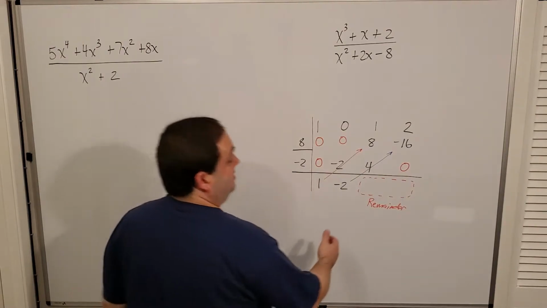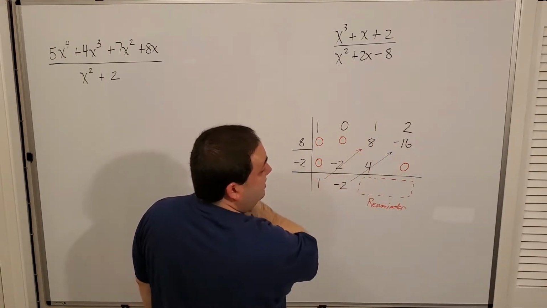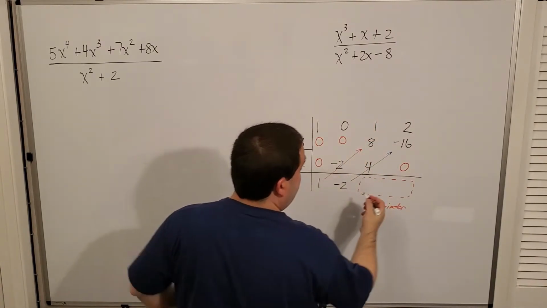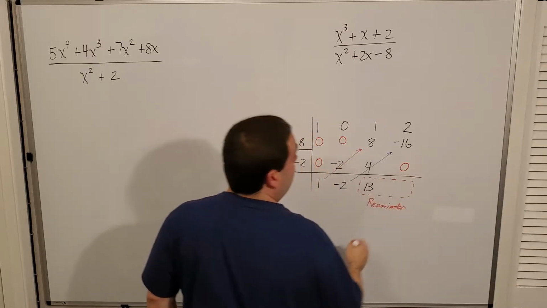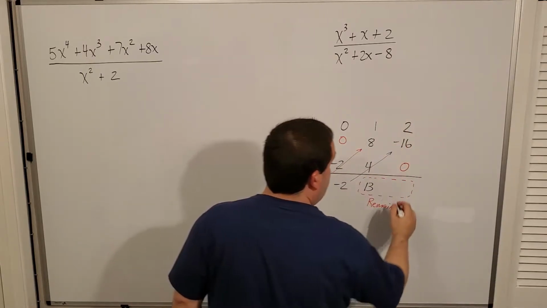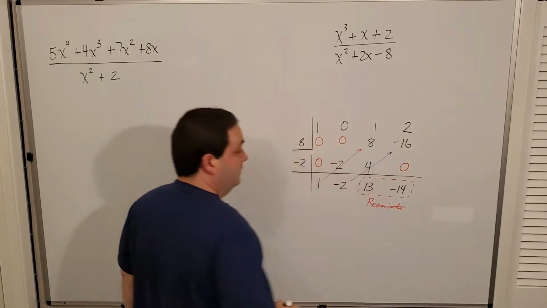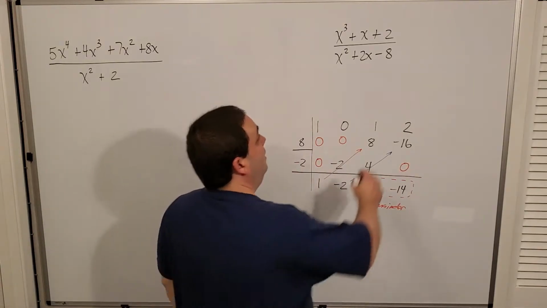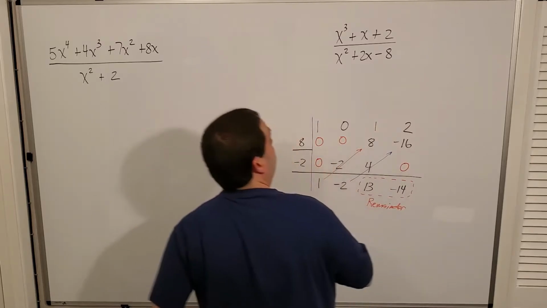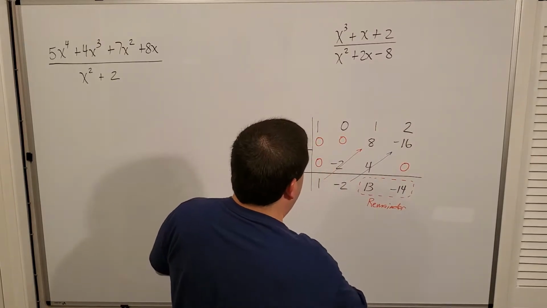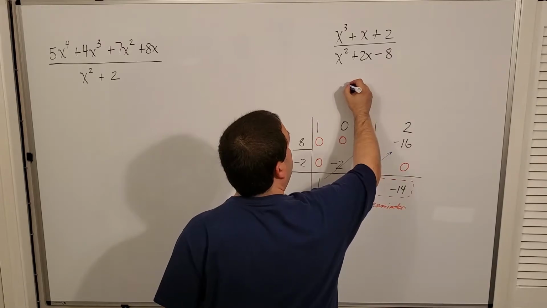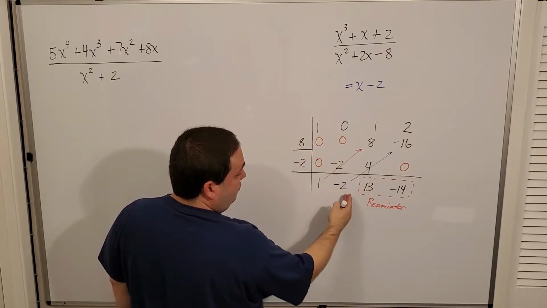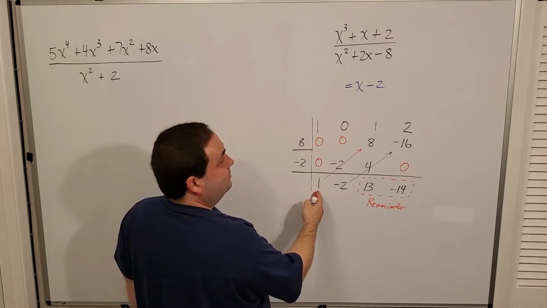Okay, well, I can just add up my 2 columns now and finish that out. 1 plus 8 plus 4 is 13, and 2 minus 16 is -14, like so. So then this division right here, the answer to it is going to be x minus 2. See, that's here, past the remainder, number, then x, right?